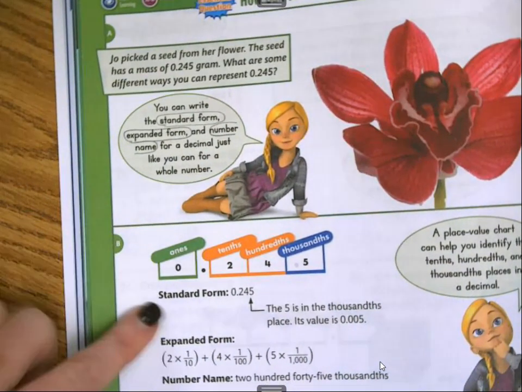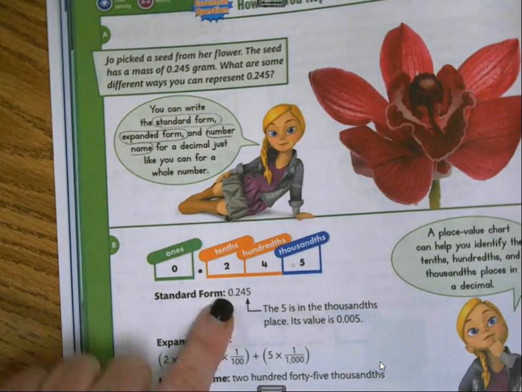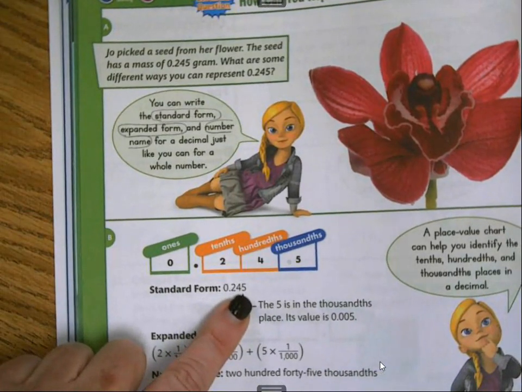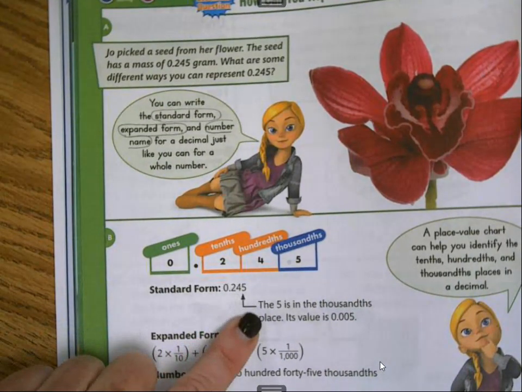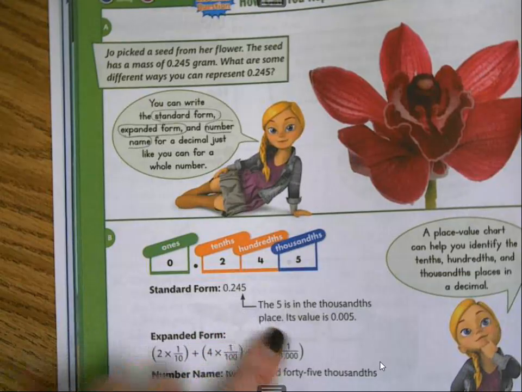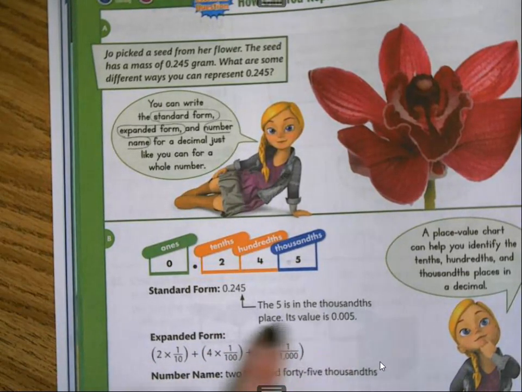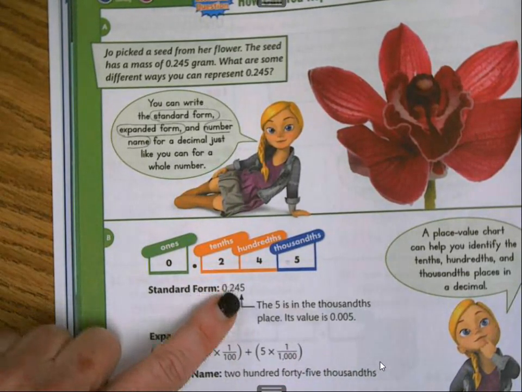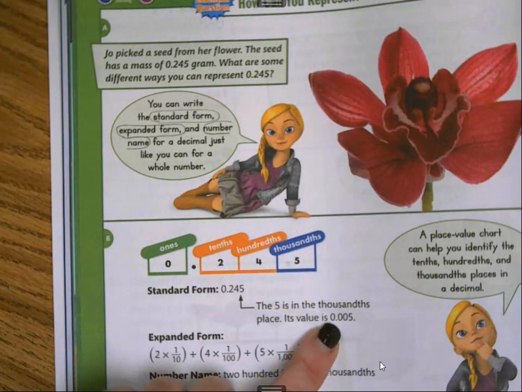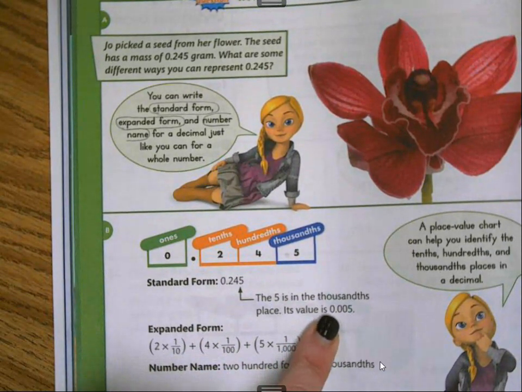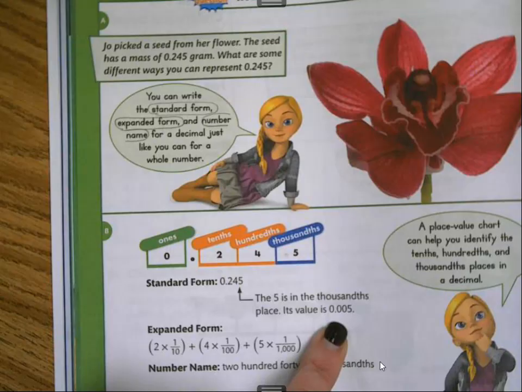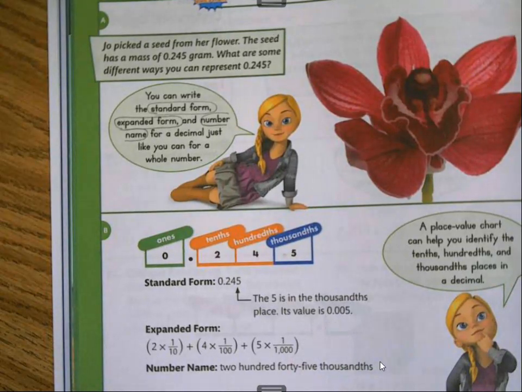All right, so let's look at the standard form first of all. 245 thousandths is how we would read it. The 5 is in the thousandths place. Its value is 5 thousandths. So we stop with the 5 in the thousandths place. We talked about this on our lesson 1-3.